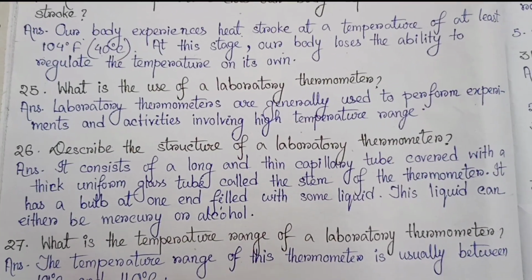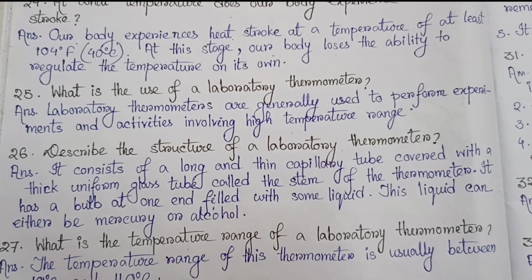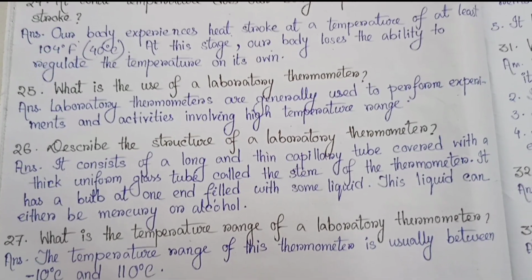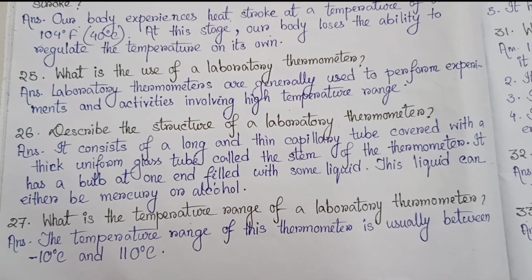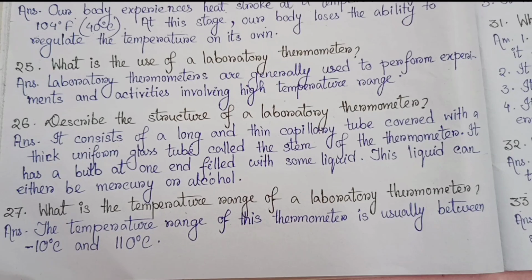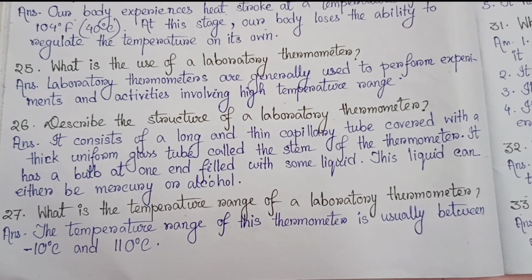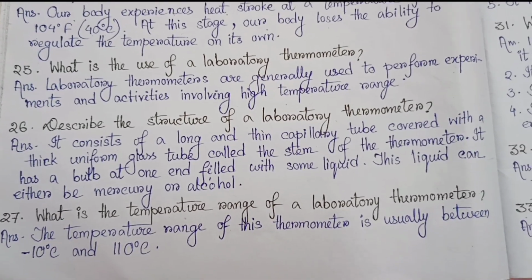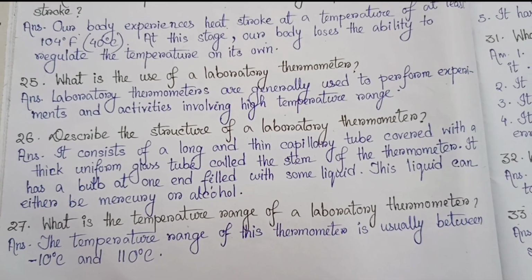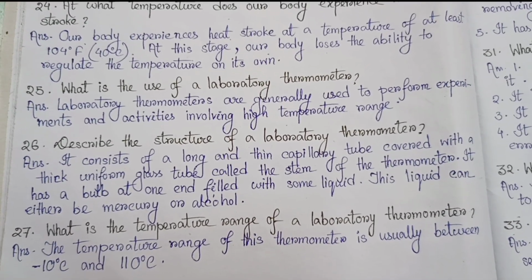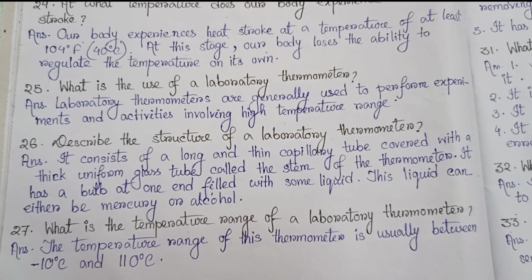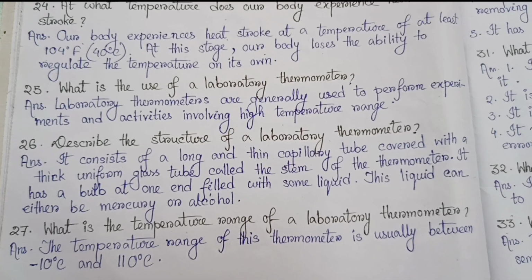25. What is the use of a laboratory thermometer? Laboratory thermometers are generally used to perform experiments and activities involving high temperature range. 26. Describe the structure of a laboratory thermometer. It consists of a long and thin capillary tube covered with a thick uniform glass tube called the stem of the thermometer. It has a bulb at one end filled with some liquid. This liquid can either be mercury or alcohol.